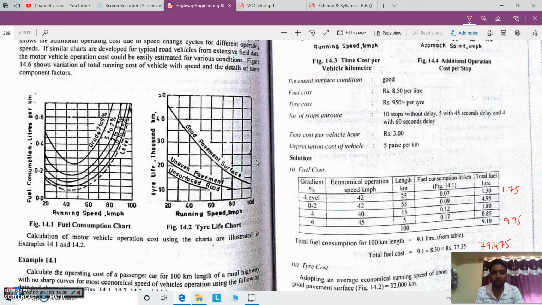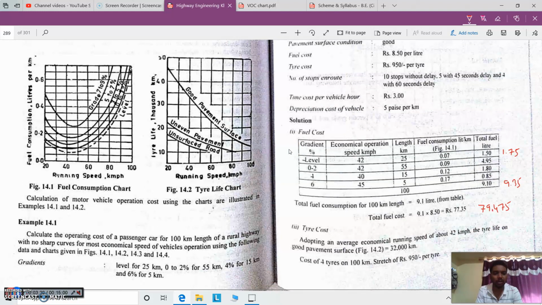In that case the time cost per vehicle hour is involved, and the depreciation cost, which you have studied in your previous subject. Depreciation cost is nothing but the cost involved by usage of the particular vehicle: based on how much usage has occurred, the value is reduced from its original value. That is the depreciation cost, and these are the costs that are summed up in the total vehicle operating cost.